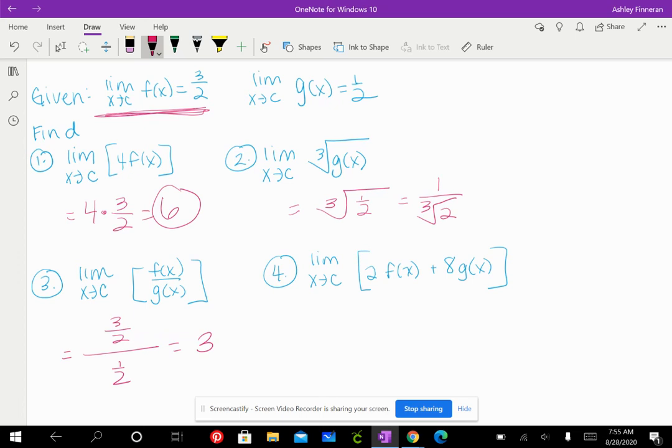And finally, we have the limit as x approaches c of 2 times f of x plus 8 times g of x, which will just be 2 times 3 over 2 plus 8 times 1 over 2. 2 times 3 over 2 is 3. 8 times 1/2 is 4. 3 plus 4 is 7.